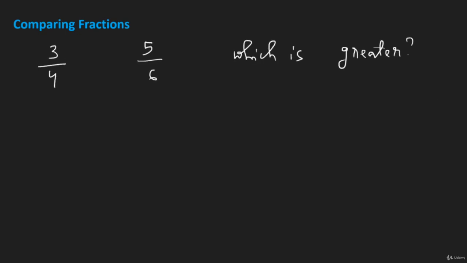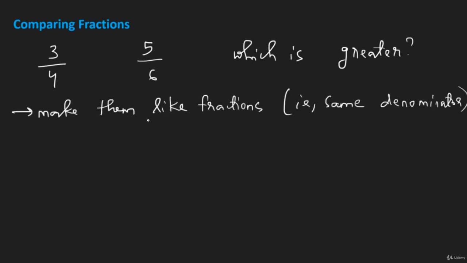Let's learn how to compare fractions and find which among the two given fractions is the bigger value. Say you want to compare 3 by 4 and 5 by 6, and you want to find which among these two is the greater fraction. Now, to do this, you need to make them into like fractions. Like fractions are fractions with the same denominator. It's the same method that we followed for addition and subtraction of fractions.